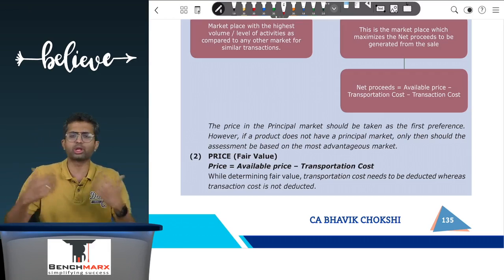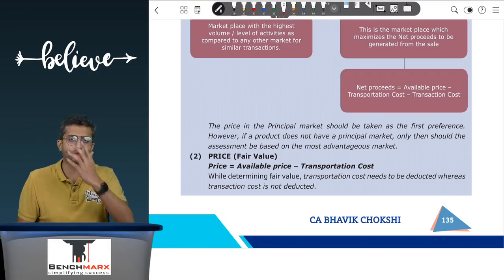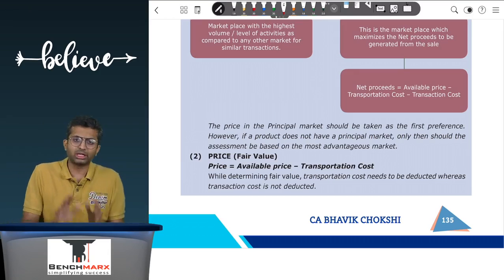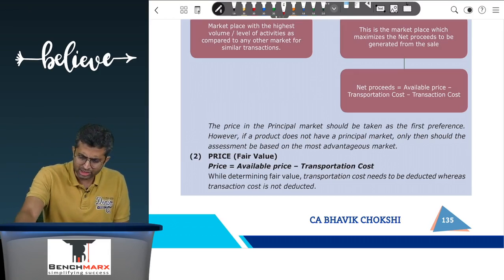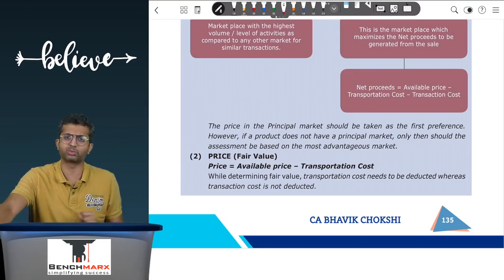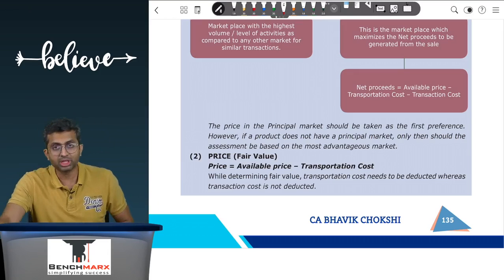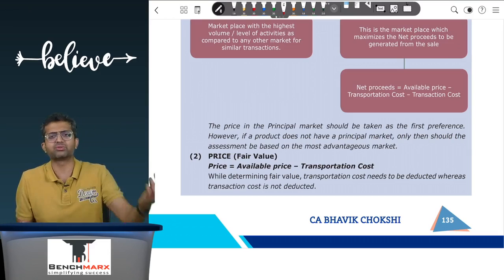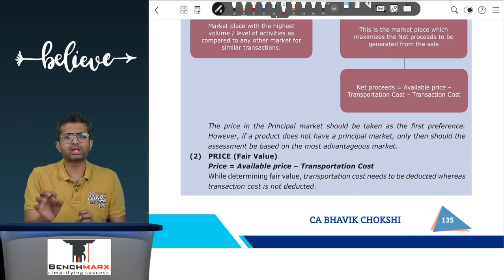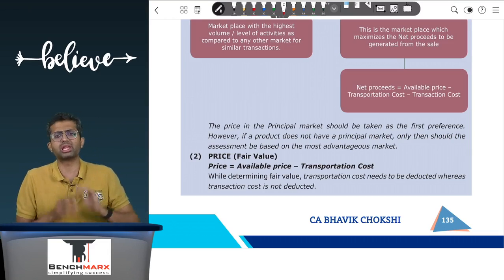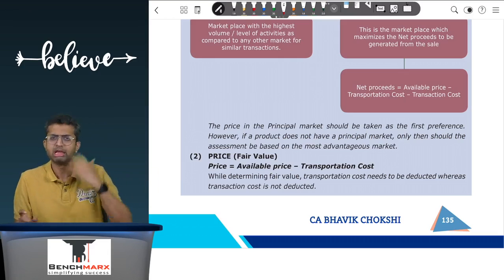Let's say it is sold in an auction, or it is sold through an APMC market, in which case 100 is the transaction cost. So the standard says that the fair value is 1000, that is the price that you get in the Dubai market, minus 300, that is the transportation cost, so 700 should be the fair value. Sir, but what about the transaction cost? Well, it depends. If certain standards like Ind AS 41 tell you to measure something at fair value less cost to sell, then you will also subtract: 700 minus 100, that is fair value 700 minus cost to sell, that is 100.